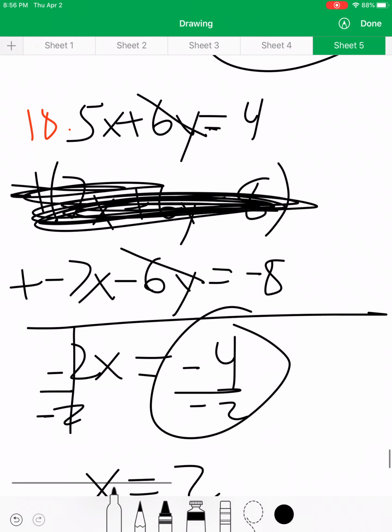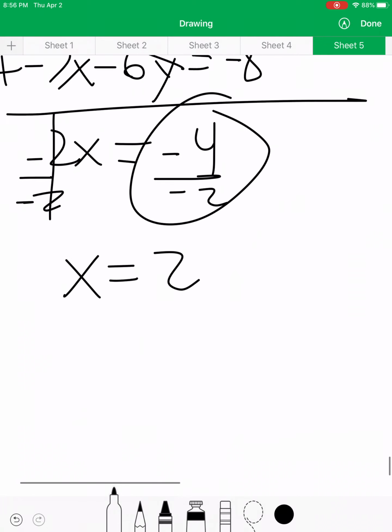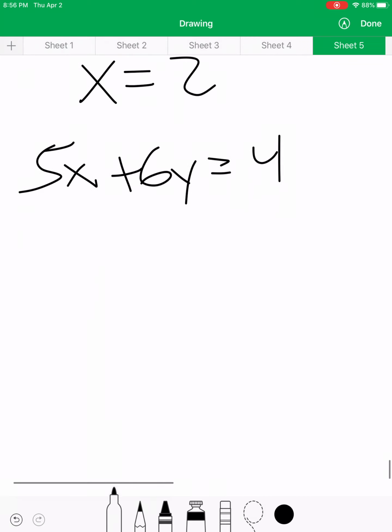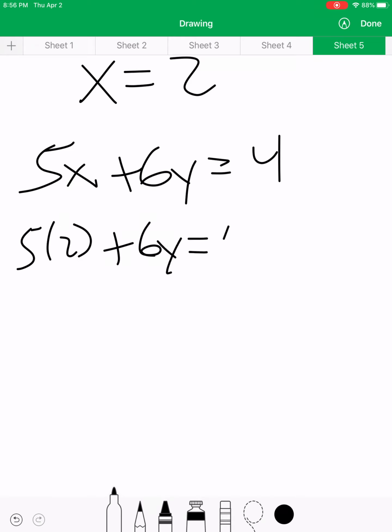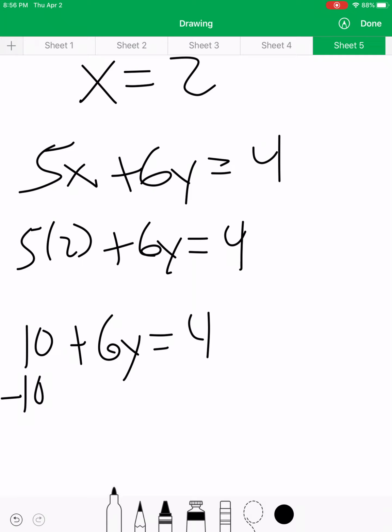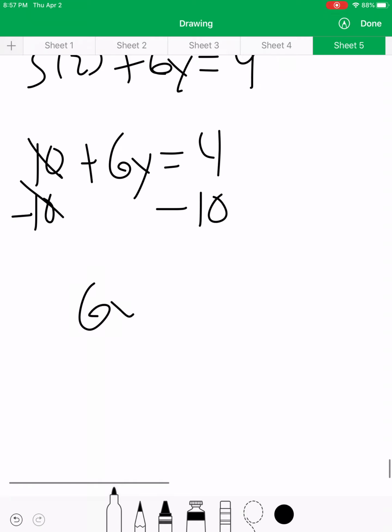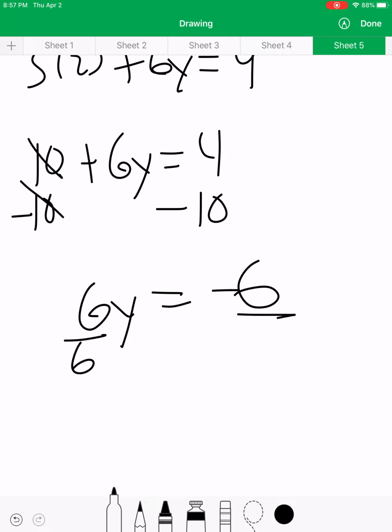Take that and plug it into one of your original equations. I'm going to choose my first equation, 5x plus 6y equals 4. Take the solution for x, plug it in there. So 5 times 2 plus 6y equals 4. 5 times 2 is 10, plus 6y equals 4, minus 10, minus 10. Goes away, goes away. 6y equals 4 minus 10, negative 6. Divide by 6, divide by 6.